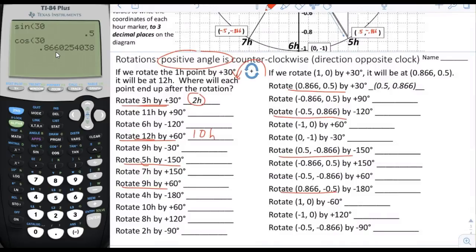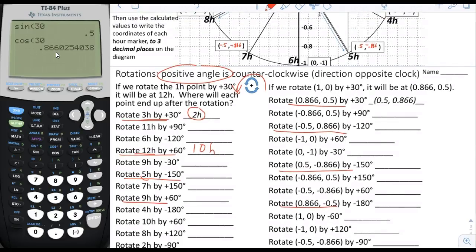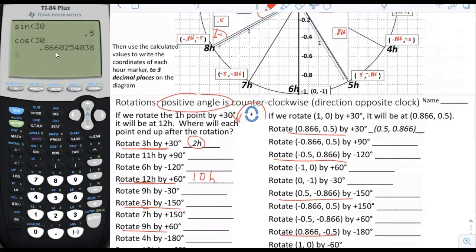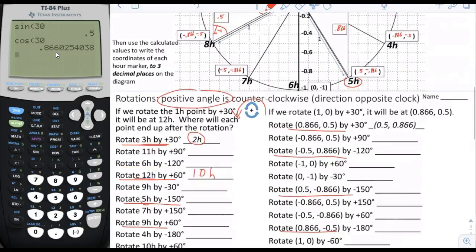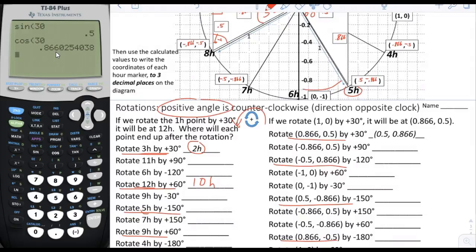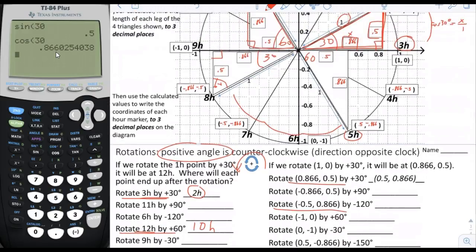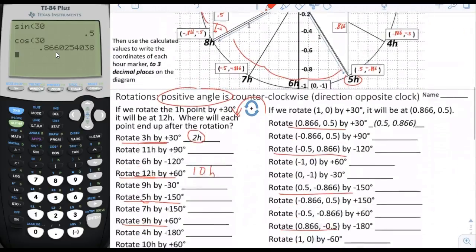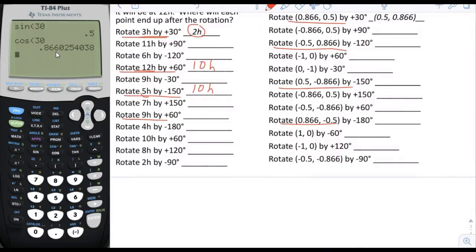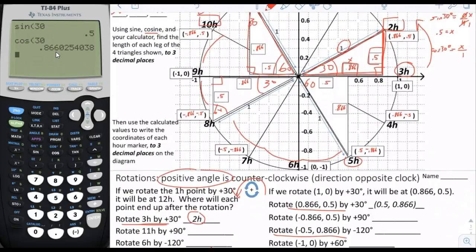What if I rotate the 5 o'clock mark by negative 150 degrees? Now, negative 150 degrees would be the clockwise direction. So I'm going to take the 5-hour mark and rotate it clockwise, negative 150 degrees. So that would be 30, 60, 90, 120, negative 150. So I would be at the 10 o'clock mark. I'm going to rotate the 9 o'clock mark by positive 60 degrees. 60 degrees would be 30 degrees, 60 degrees. I would be here at the 7 o'clock mark.